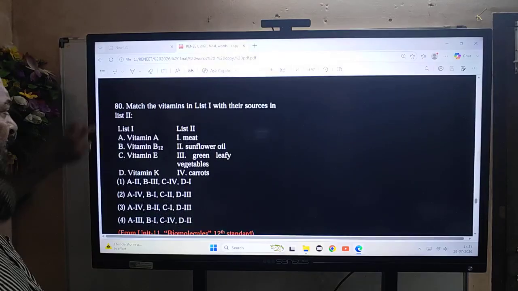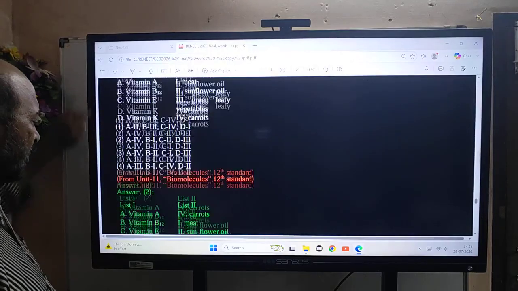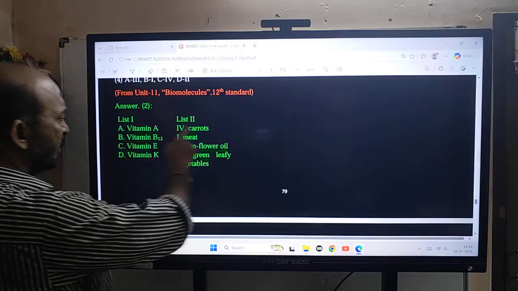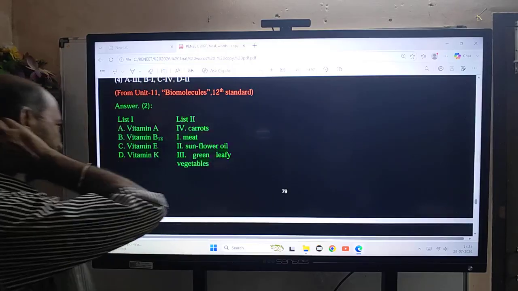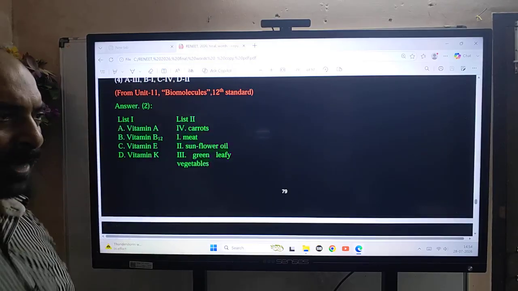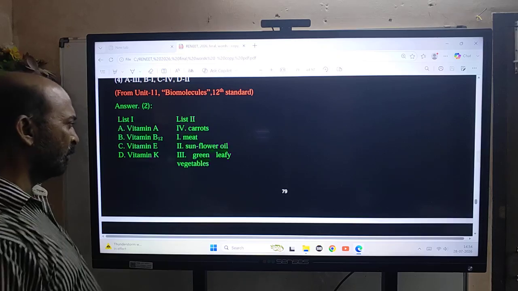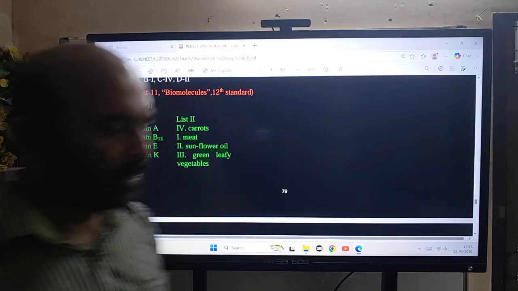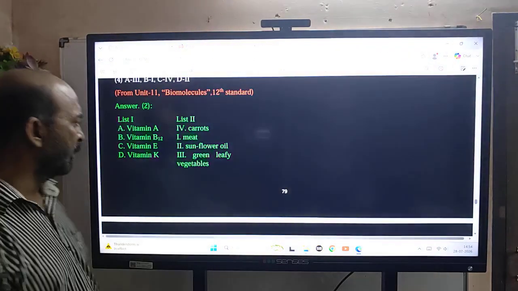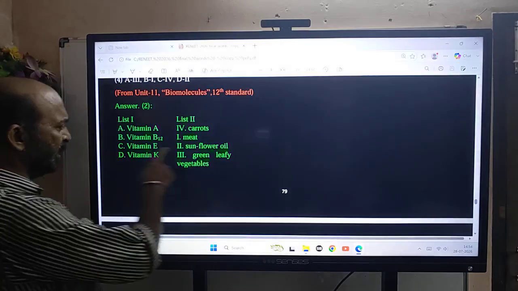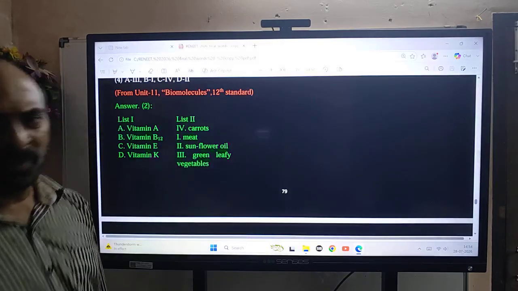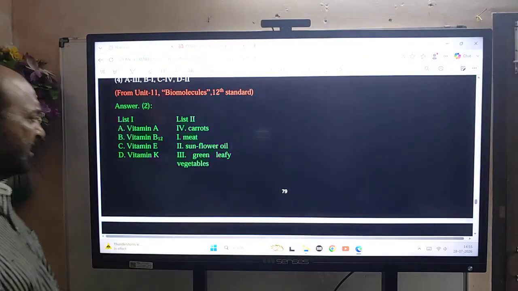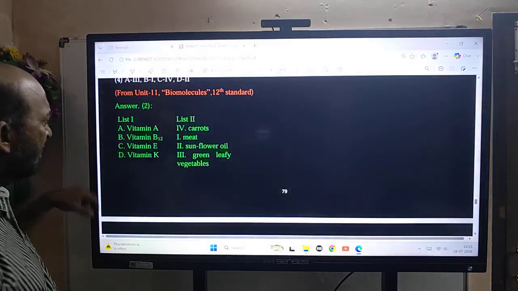Question number 80. This is a thing to be learned by heart from biomolecules. I am not spending too much time. Vitamin A is very much available from carrots. So rabbits have very sharp eyesight, isn't it? Because they eat so much carrot. Vitamin B12 is from meat. That's why vegetarians have vitamin B12 deficiency very much. Vitamin B1 is mainly from wheat. Vitamin E, sunflower oil. And vitamin K, green leafy vegetables. That's the correct cross combination, which was option 2.